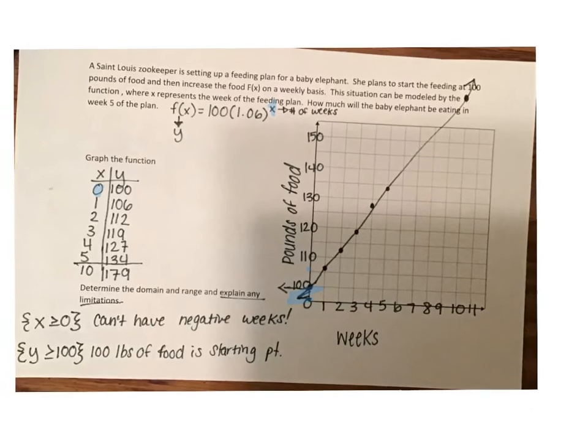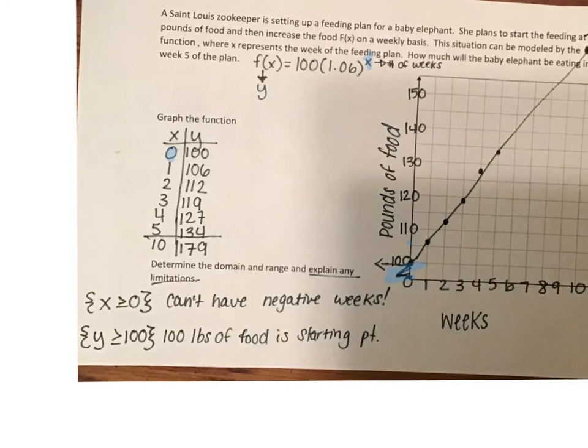The last part that I want to talk about is actually probably the most important part, which is your domain and your range, and then this word that we're going to talk about, which is limitations. So your domain. Normally, I say your domain is always all real numbers. However, in this situation, that's not true, because your domain is weeks, and you can't have anything less than 0. So in this situation, instead of saying all real numbers, I said that x is equal to anything that is greater than or equal to 0, because you can't have negative weeks.